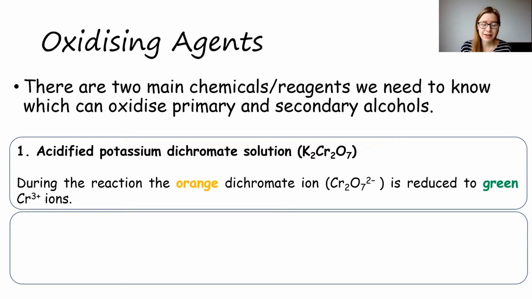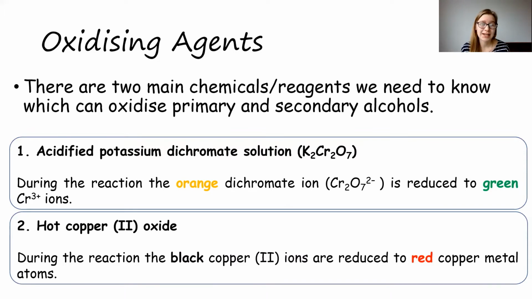Just a little note here, the SQA still talk about dichromate solution because it's a really obvious color change, but in schools we now don't use dichromate solution because of health and safety issues. We actually use a similar compound called permanganate solution, which has a different color change, but usually the main example that's given for an oxidizing agent is the dichromate solution, so it changes from orange to green.